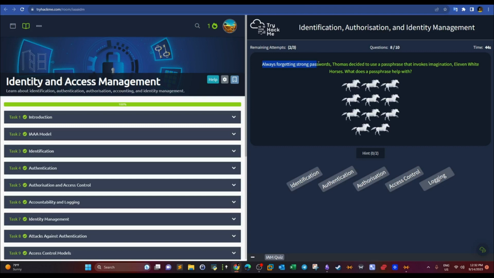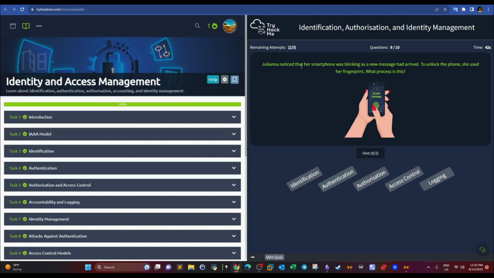Always forgetting strong passwords, Thomas decided to use a passphrase that invokes imagination. What does a passphrase help with? Of course, authentication. Juliana noticed that her smartphone was blinking as a new message had arrived. To unlock the phone, she used her fingerprint. The fingerprint is something you are, which is part of authentication.